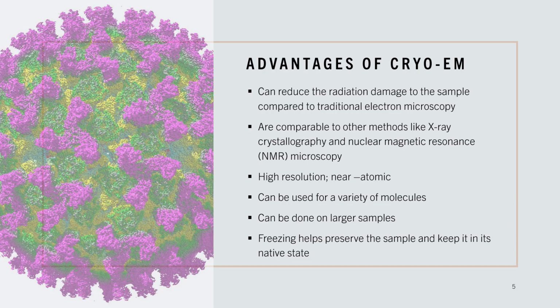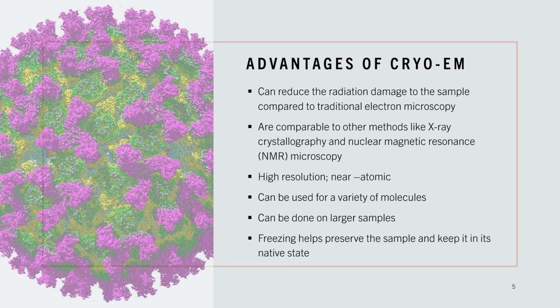Next, let's talk about some of the advantages of cryo-EM. First, the cryogenic freezing of the sample can reduce the radiation damage as much as 6-fold compared to traditional electron microscopy. The advancements on this technique have also made it faster and more efficient so that it can compete or even replace other methods like X-ray crystallography or NMR.